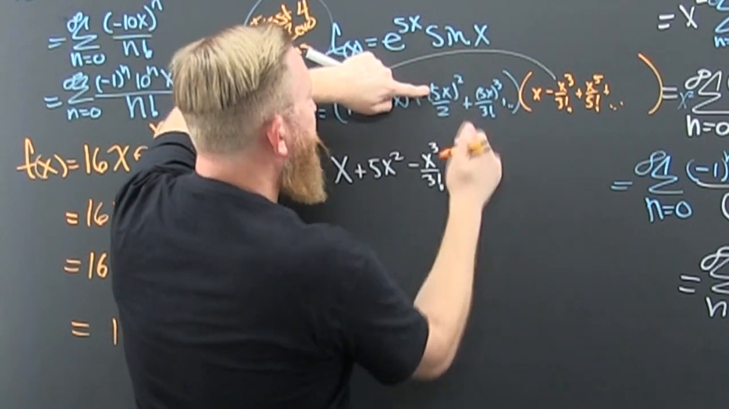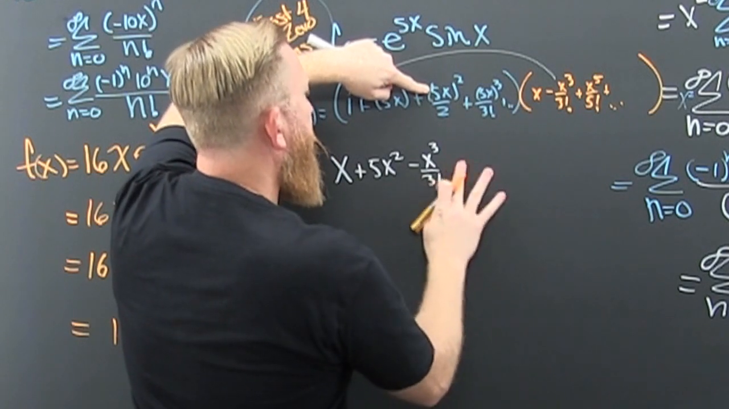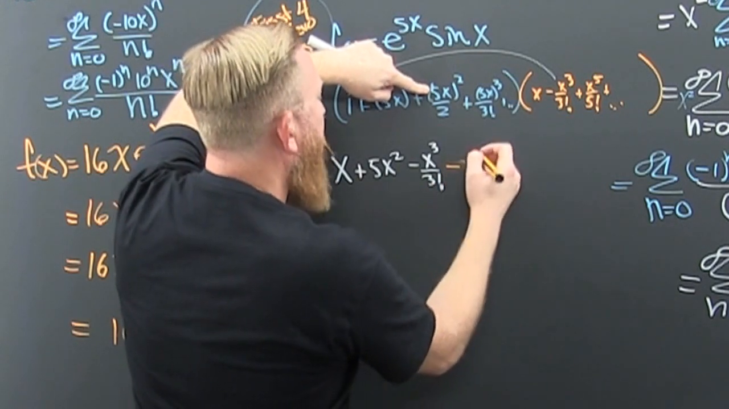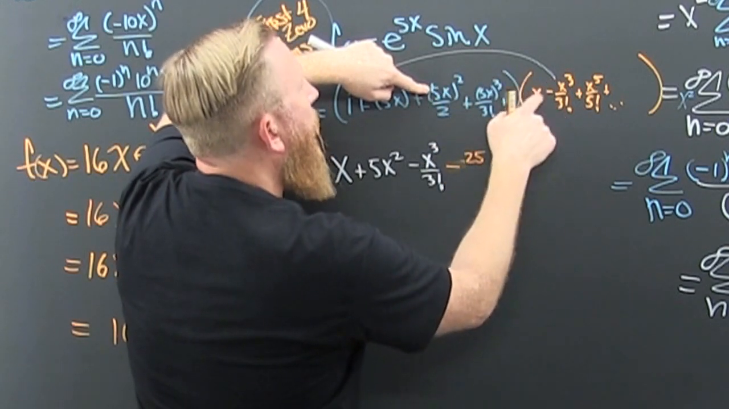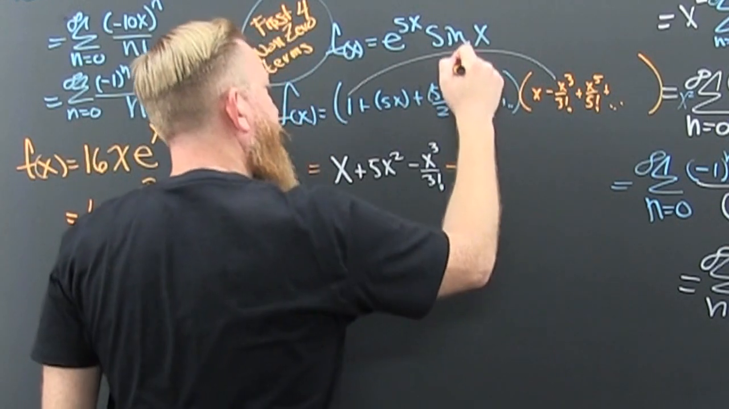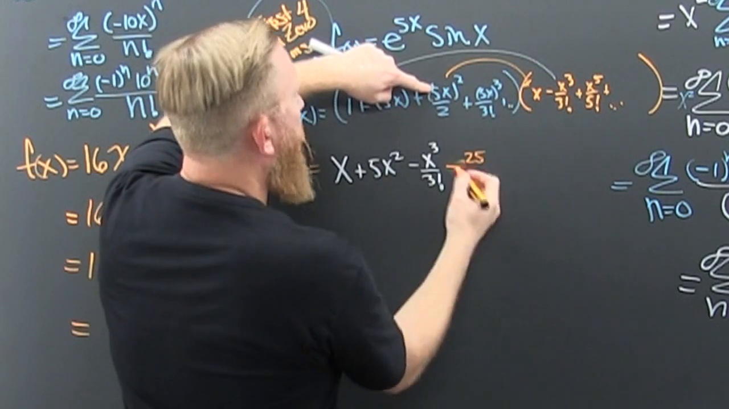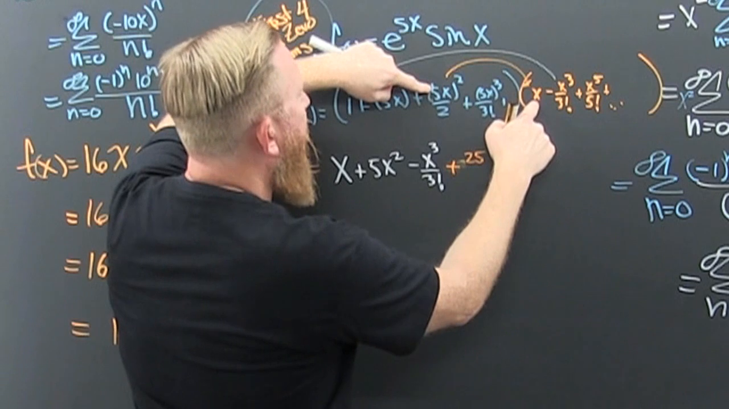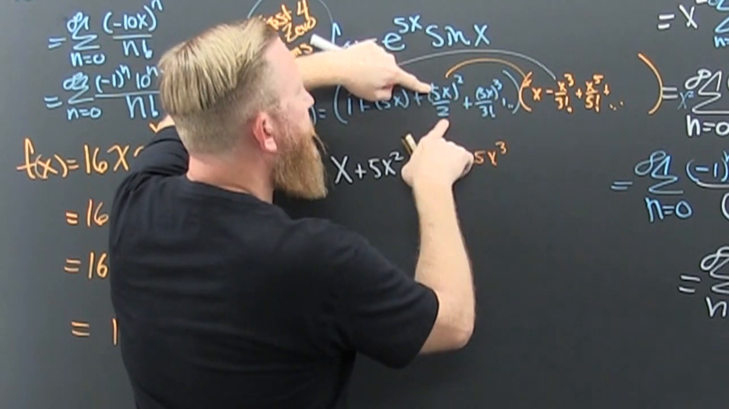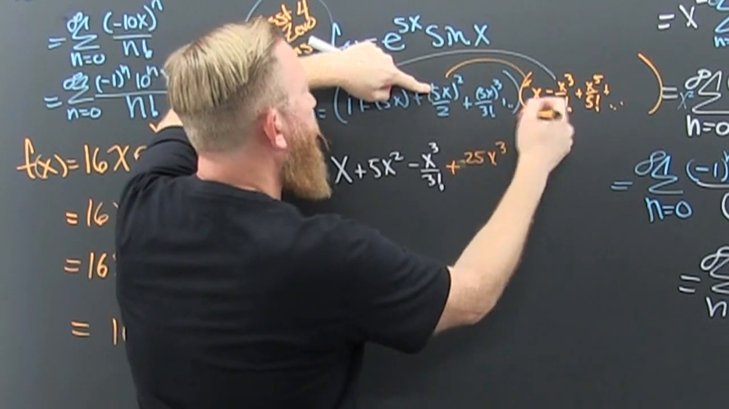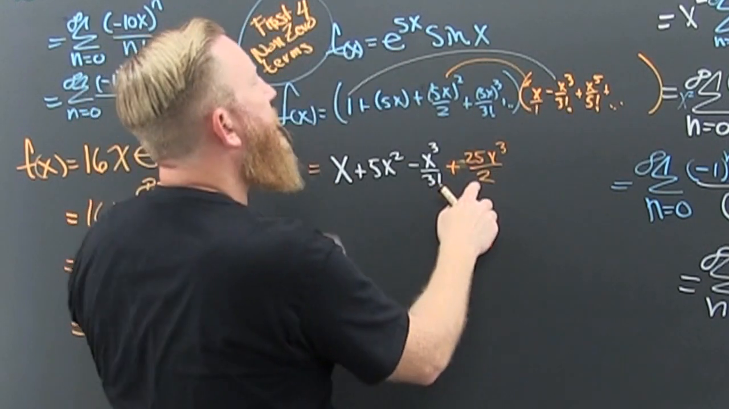So it's going to be a 5 squared, which is a minus, because that one's minus, a minus 25 from the 5 squared, and x squared. I'm looking at that, so it is a plus. That's 25x to the third divided by 2 factorial, which is 2 times 1, so it's over a 2. So that was my x to the third term.